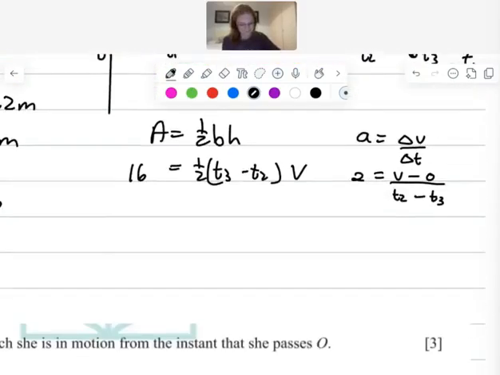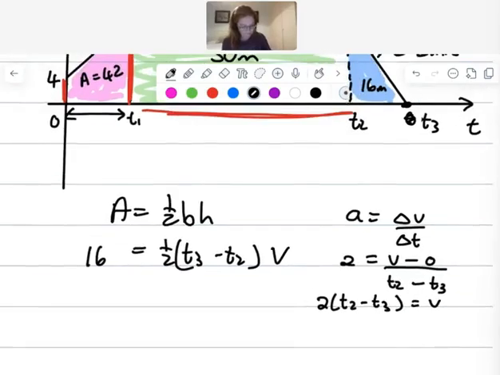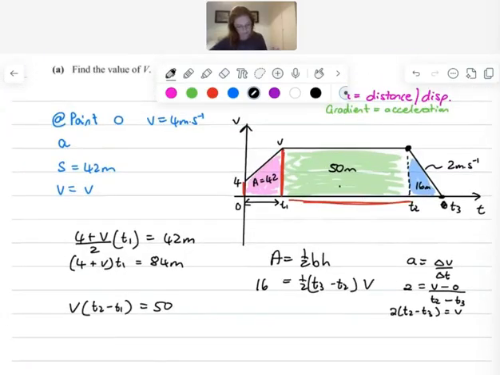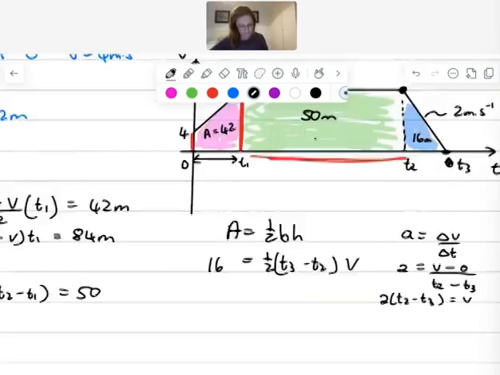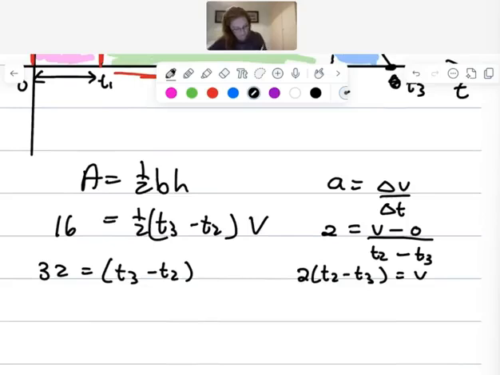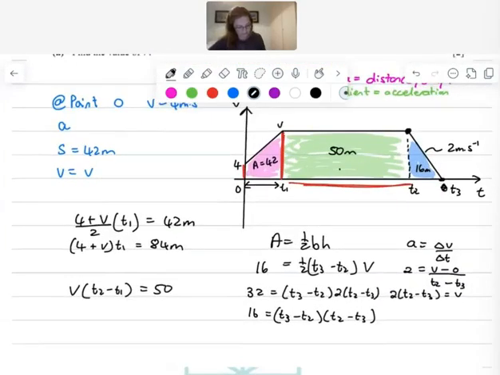Okay, so let's see if I can solve any of this. Minus t3 is equal to v. Okay, I'm going to pop that v into this equation first. So 16. I'm just going to multiply that 2 up to the other side. Multiplied by v, which in this case is 2. Okay, that's looking very interesting.